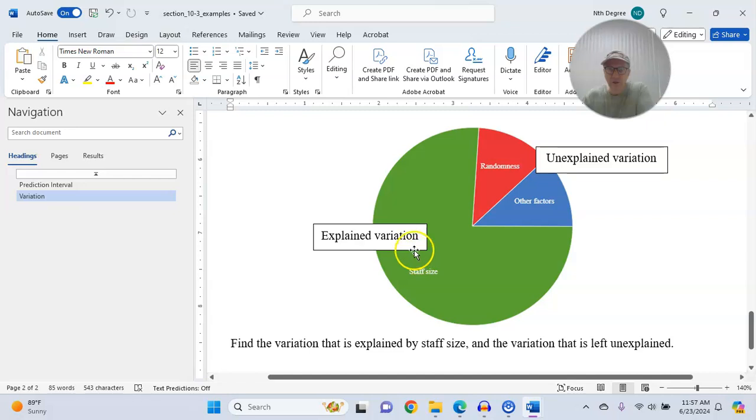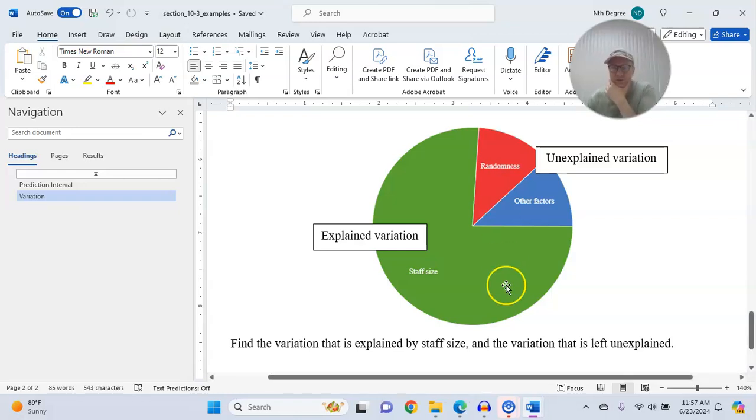The portion of that variation that's explained by staff size has a name that's very obvious, explained variation. And these other 2 factors together constitute what we call the unexplained variation. And you might be curious, like, how do we know how big these slices are? How do we know that this green portion that's explained by staff size should be this big instead of this big? Well, this is where we get into the quantitative analysis.